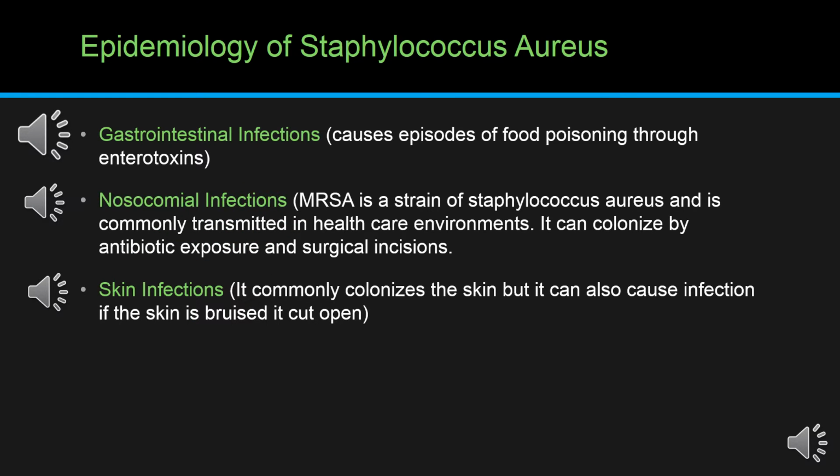Epidemiology of Staphylococcus aureus includes gastrointestinal infection, which is caused by episodes of food poisoning through enterotoxins, and nosocomial infections. An example of this is MRSA. MRSA is a strain of Staphylococcus aureus and is commonly transmitted in healthcare environments. It can colonize through antibiotic exposure and surgical incisions.